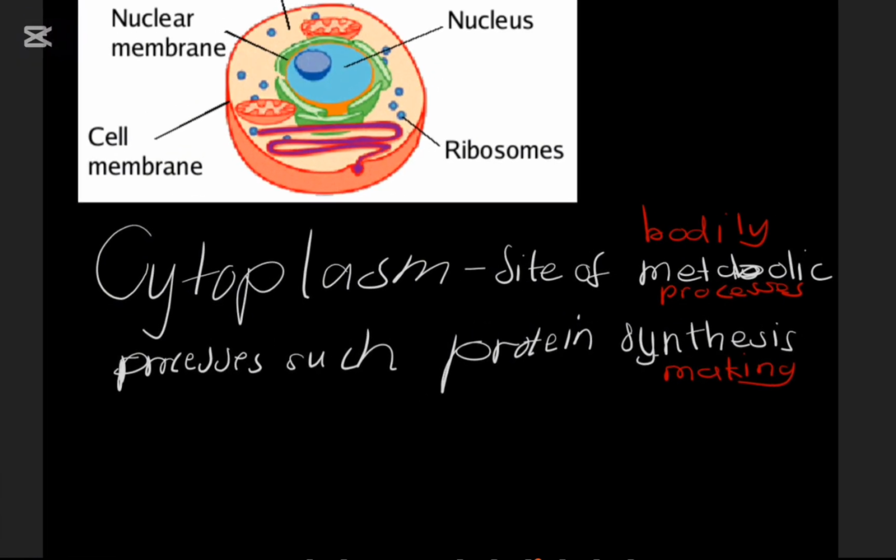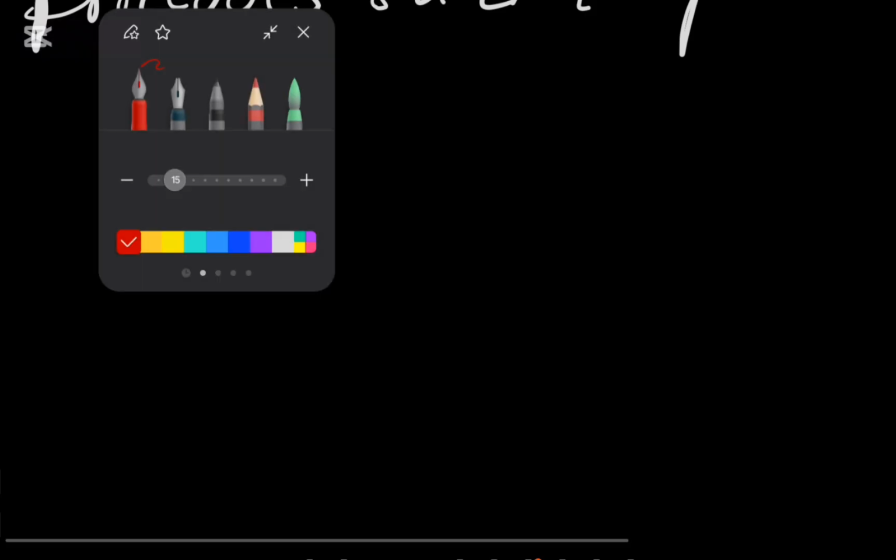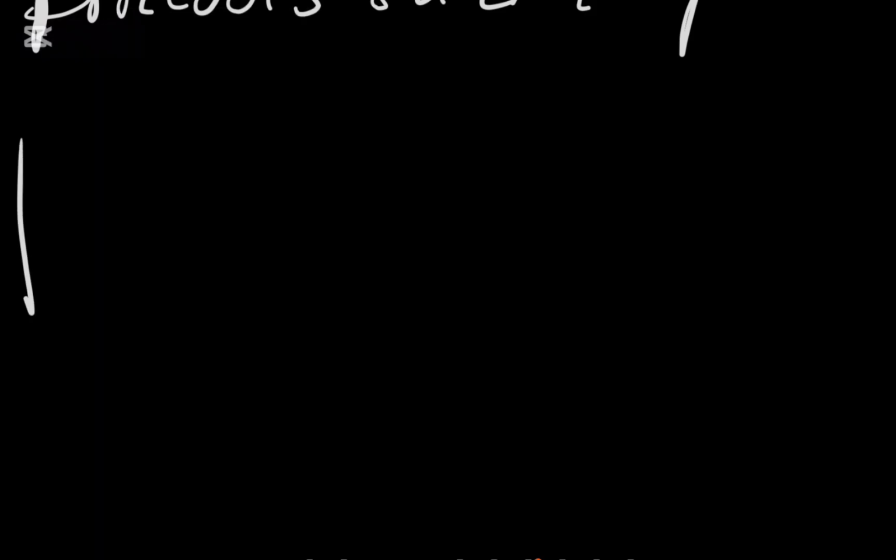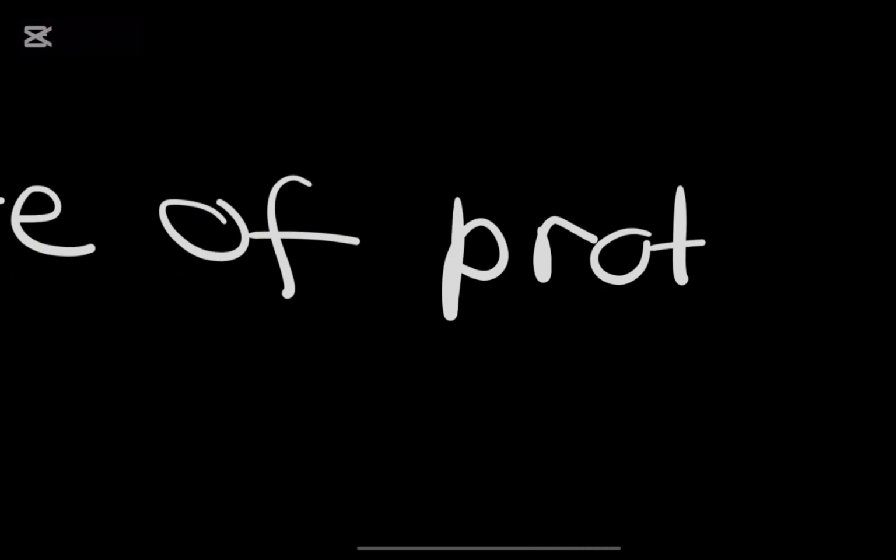So then we move on to ribosomes. Ribosomes are the site of protein synthesis, where the real synthesizing of proteins happens, where we really make the proteins. In simple terms, site of protein synthesis.